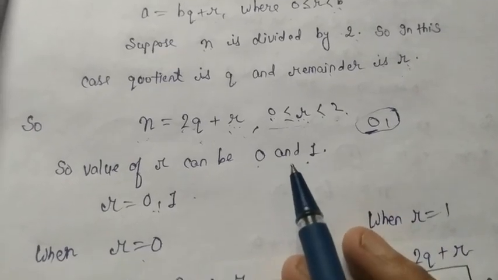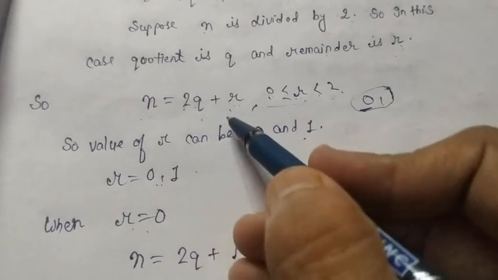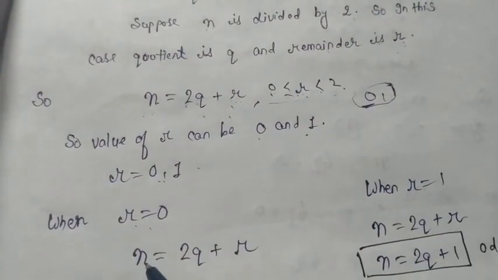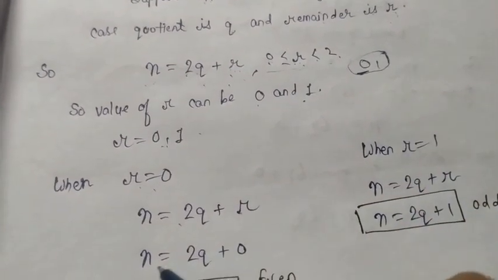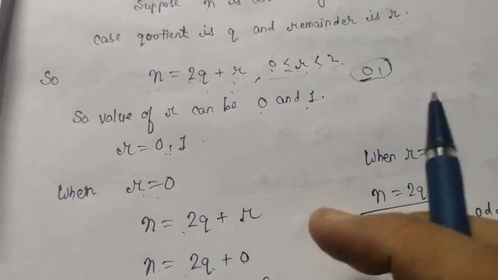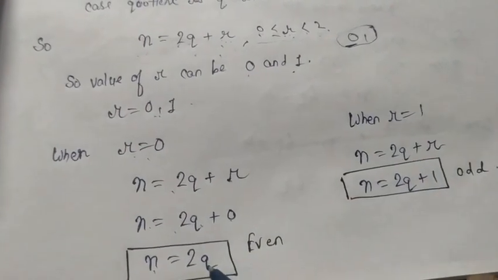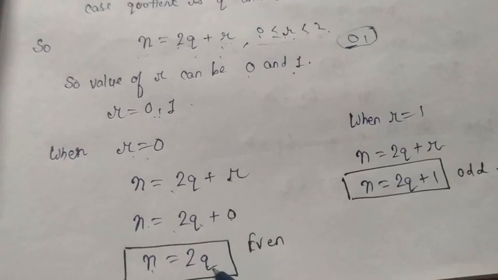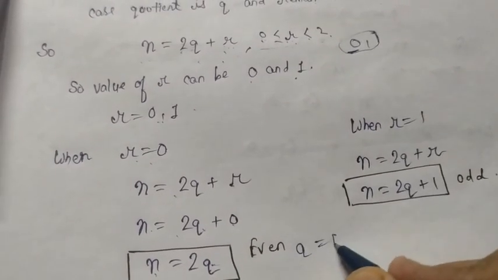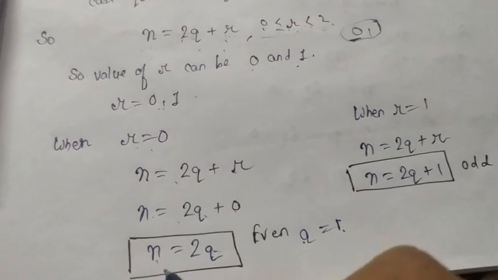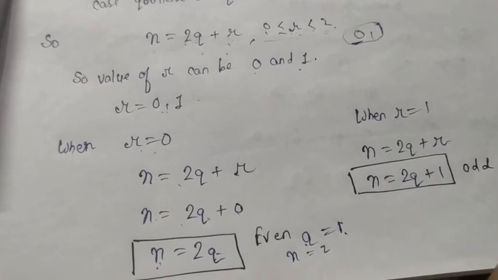So first I will put the value of r in this statement, which is n equal to 2q plus r. Now when you put r equal to 0, you will get n equal to 2q plus 0. When you solve it, you will get n equal to 2q. Now students see, q is any integer. Suppose the value of q is 1. When the value of q is 1, then what will be the value of n? So n will be 2. Is it clear or not?